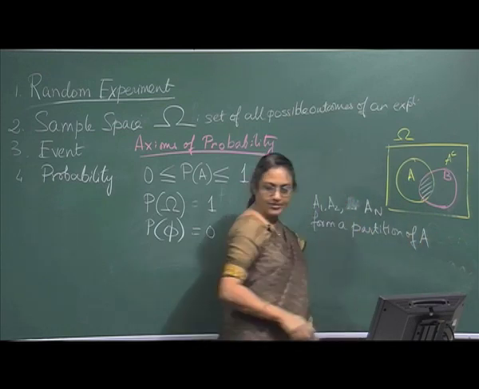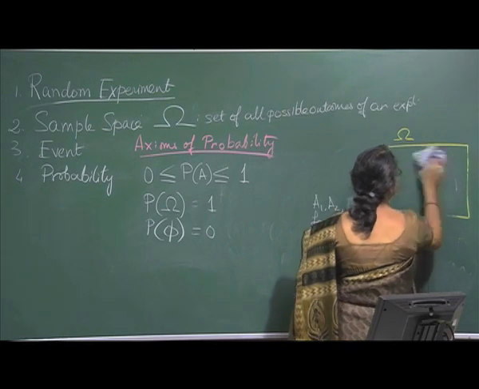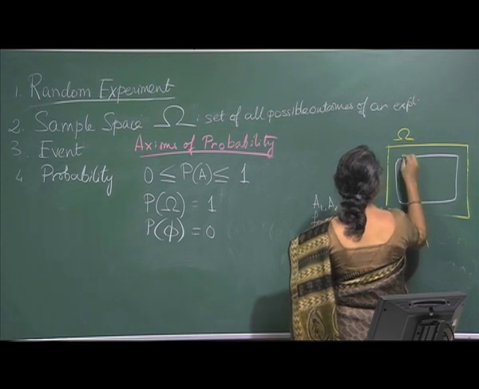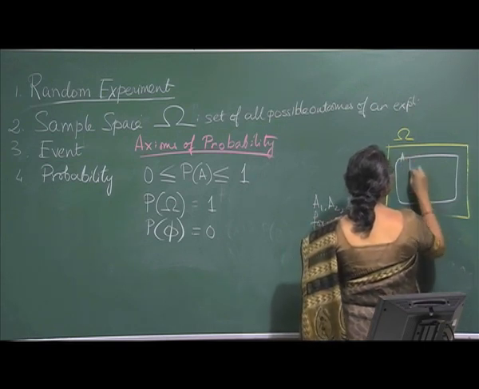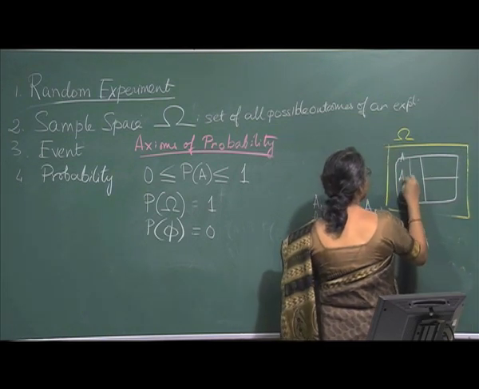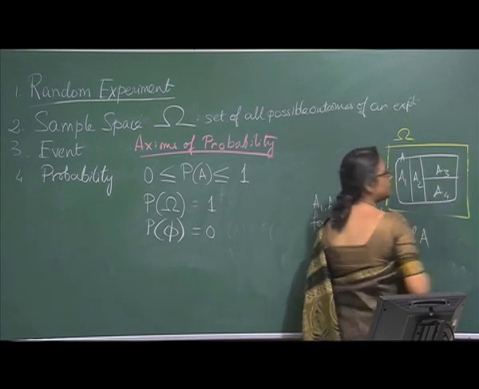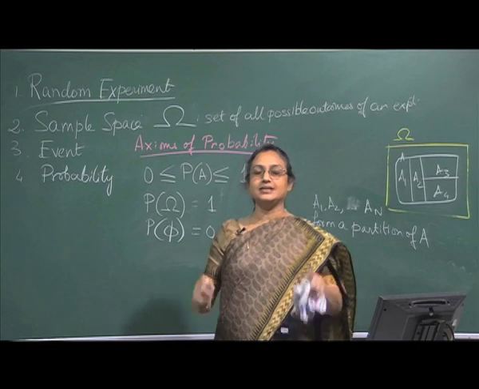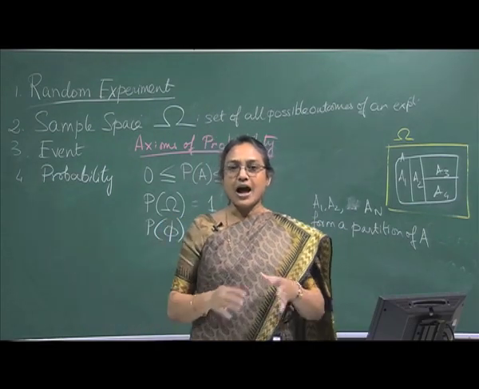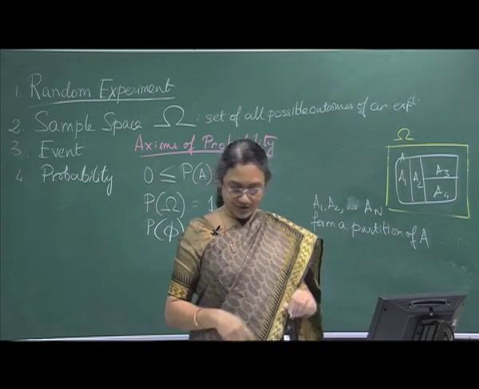So, A is an event. Let me illustrate in this picture. Suppose A is an event and A is partitioned into 4 parts. This is A1, A2, A3, A4, so that these events are pairwise disjoint. A1, A2, A3, A4 are pairwise disjoint, and the union of them is equal to A.